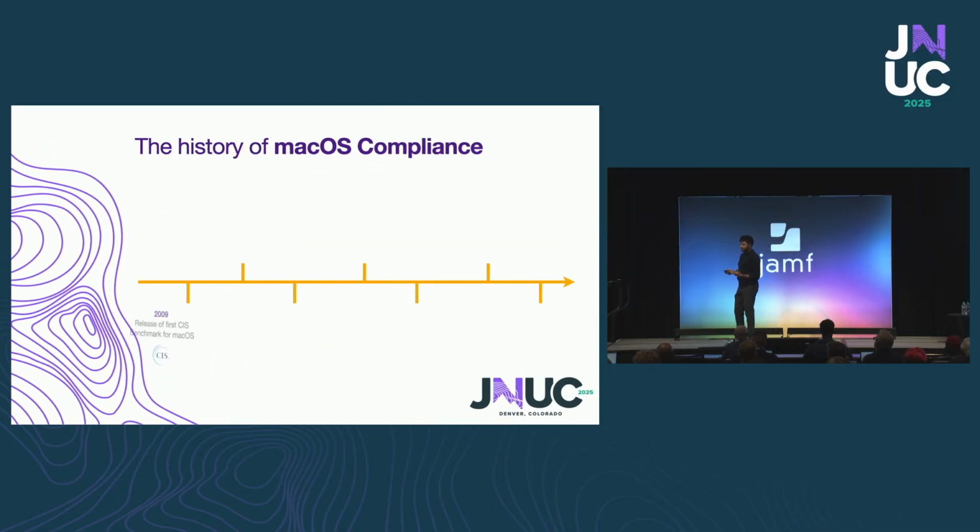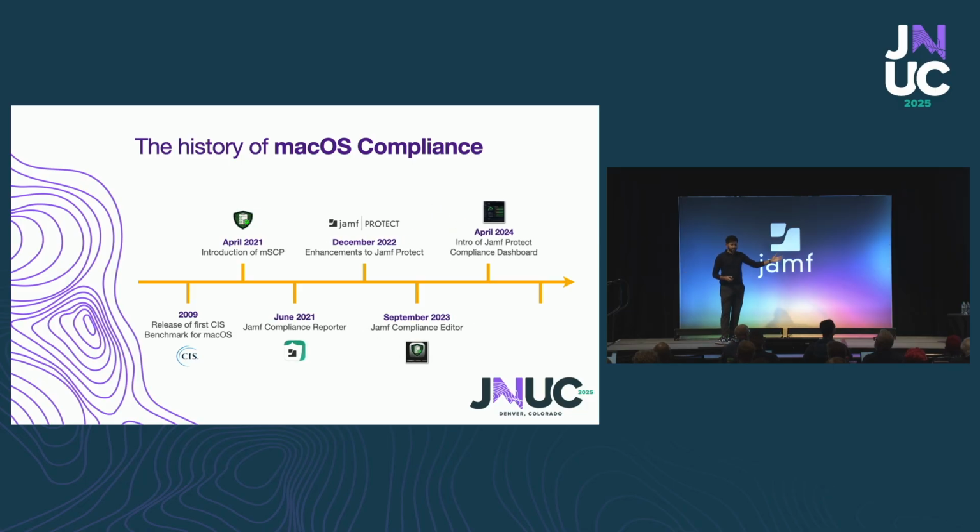So how did we effectively get here? There's been a long history of macOS compliance in the industry, including at Jamf as well. As we can see from 2009, when the first benchmark was released, through to 2021, the introduction of the macOS Security Compliance Project, which effectively streamlined and accelerated a lot of our efforts in getting Macs to be compliant. In 2022, we made enhancements to Jamf Protect to give you visibility into what's happening with these specific controls, specifically CIS controls. In 2023, we released the compliance dashboard in Jamf Protect as well. Again, something that a lot of you found super valuable.